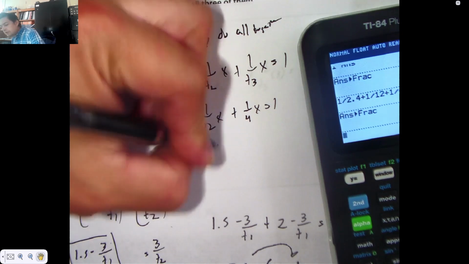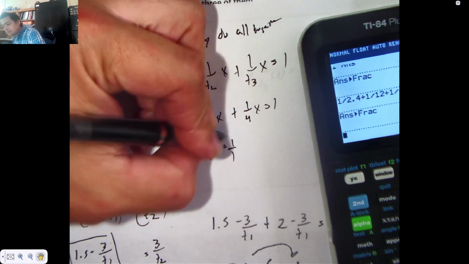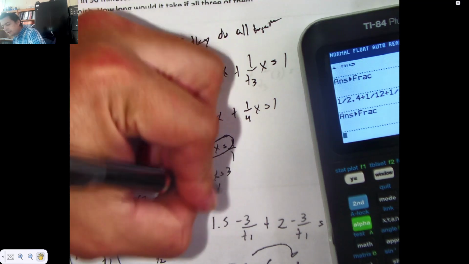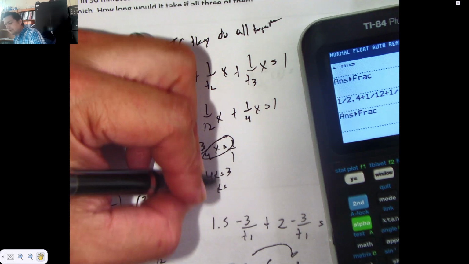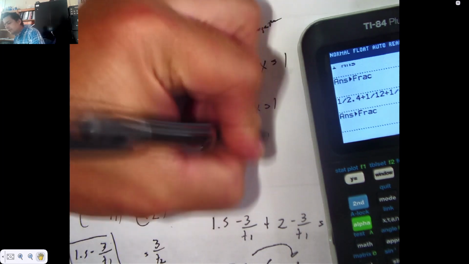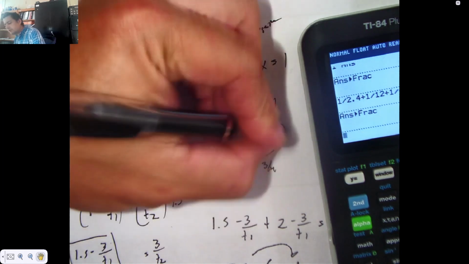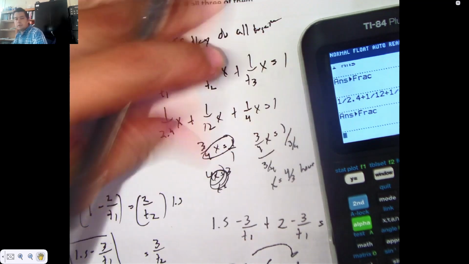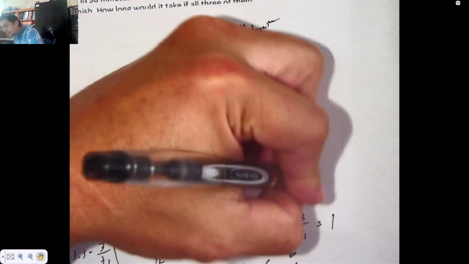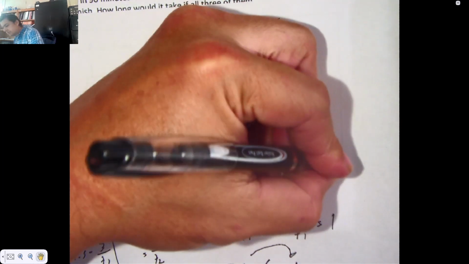3/4. 3/4 of x is 1. Cross multiply. 4x is 3. X is, oh wow. Huh? Something seems wrong there. It should be 4/3. I've screwed up. 3/4 x equals 1. I divide by 3/4. Yeah. 4/3 of an hour, or 1 hour, 20 minutes.